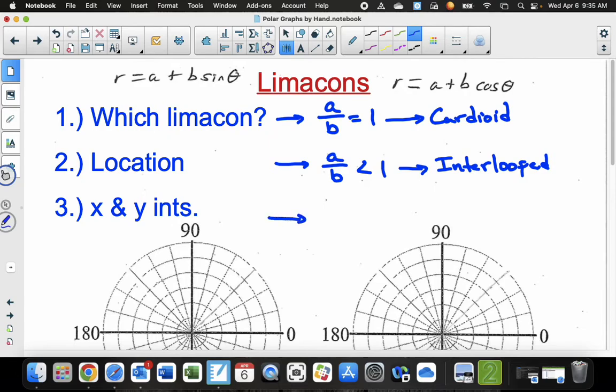What if that ratio of A to B is greater than 1, but less than 2? That is the dimpled limacon. Okay? If your ratio of A to B is between 1 and 2, you have a dimpled limacon. Okay?